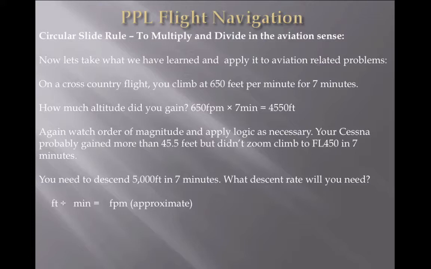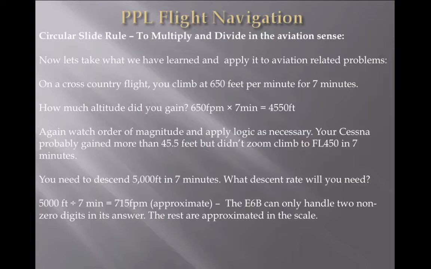So you need to descend now, 5,000 feet in 7 minutes. What's the descent rate and what will you need to be able to derive this? So we know that we have 5,000 feet in 7 minutes. What process are we going to work through to give us a rough understanding of what that order of magnitude should be? And the slide rule will give you the rest of the answer. So roughly 715 feet per minute.